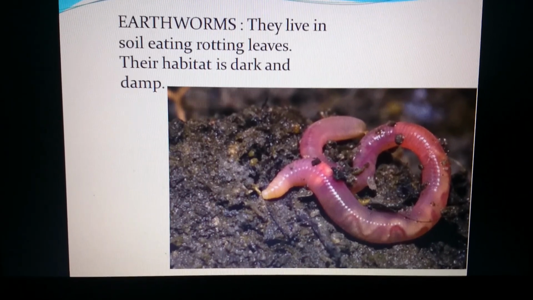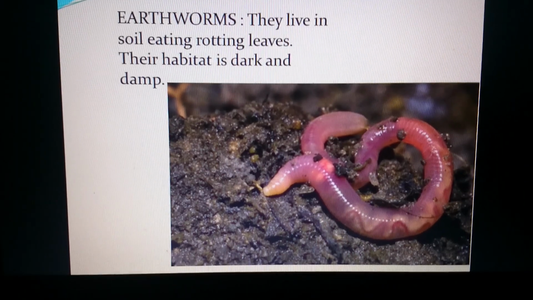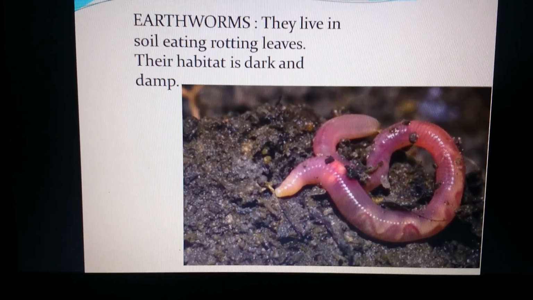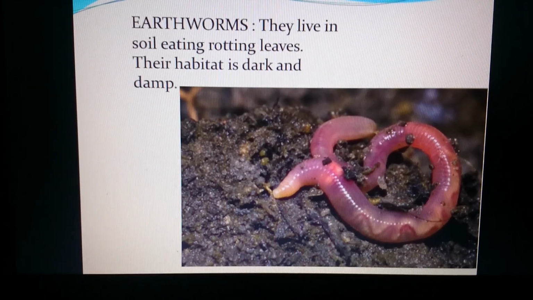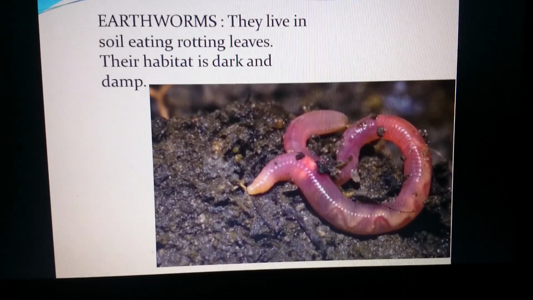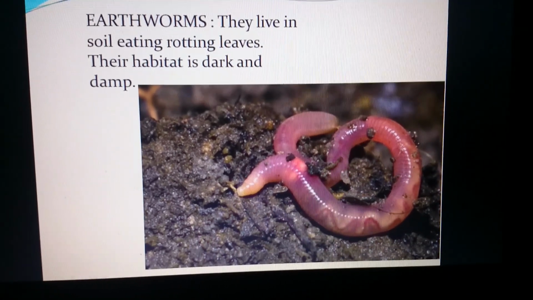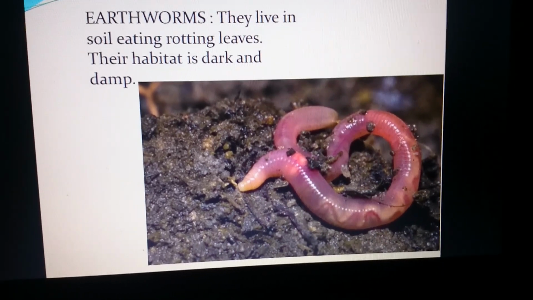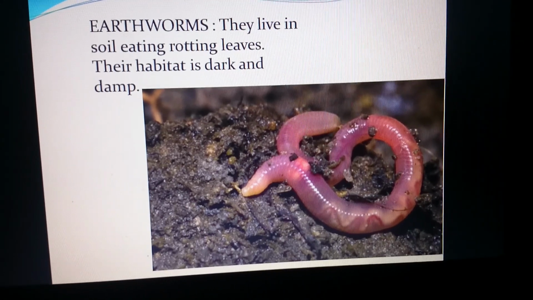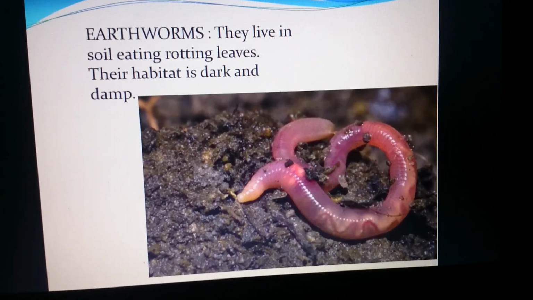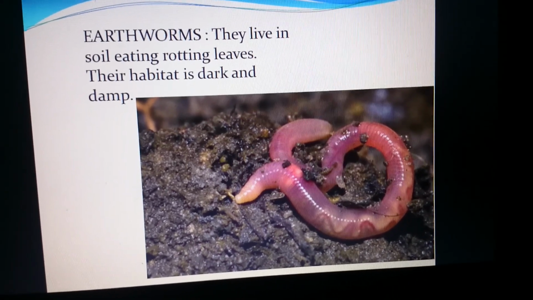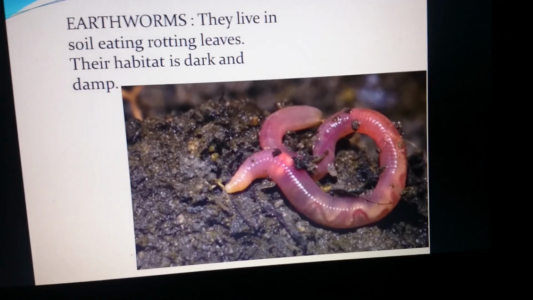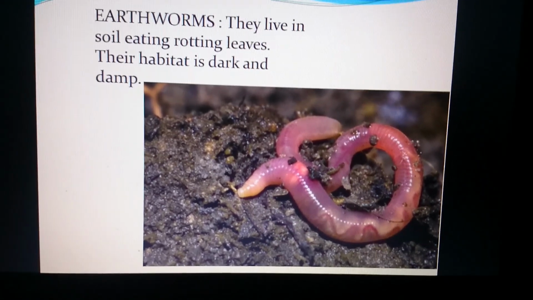They also eat rotting leaves. And can you see their habitat? It's dark, right? It's too damp. Damp means wet. So you can see that the soil is wet here and it's also dark. Okay, so the more you dig the soil, you will find the earthworms. So they prefer to stay in dark and wet or moist places. Okay.